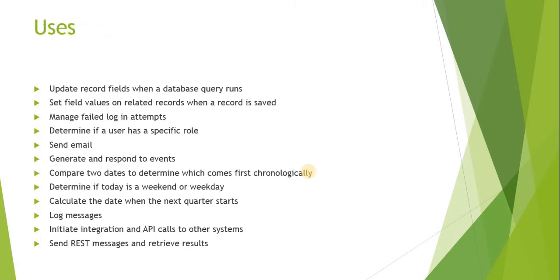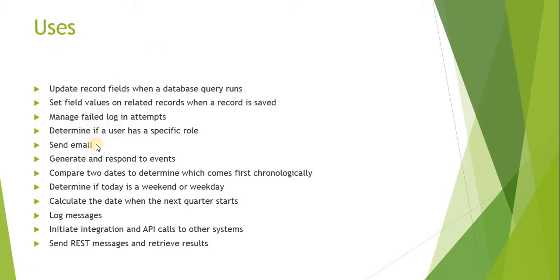So what are the uses of business rules? You can update record fields when a database query runs. Set field values on related records. When a record is saved, you can make changes to other records based on the record that is inserted or updated. Then you can manage failed login attempts and determine if a user has a specific role. So before deletion you can check if the user has that specific role, for example the admin role, so they are eligible to delete, otherwise you can abort the action as well.